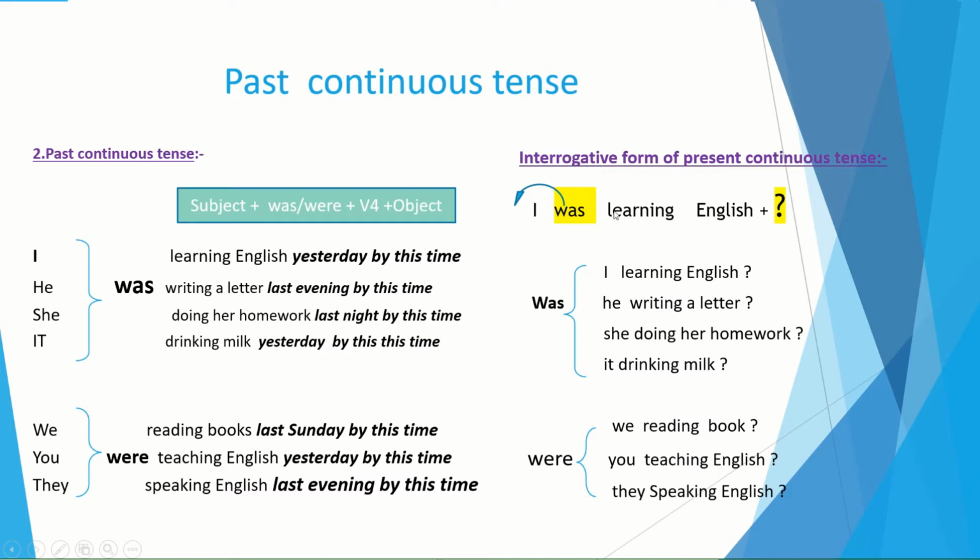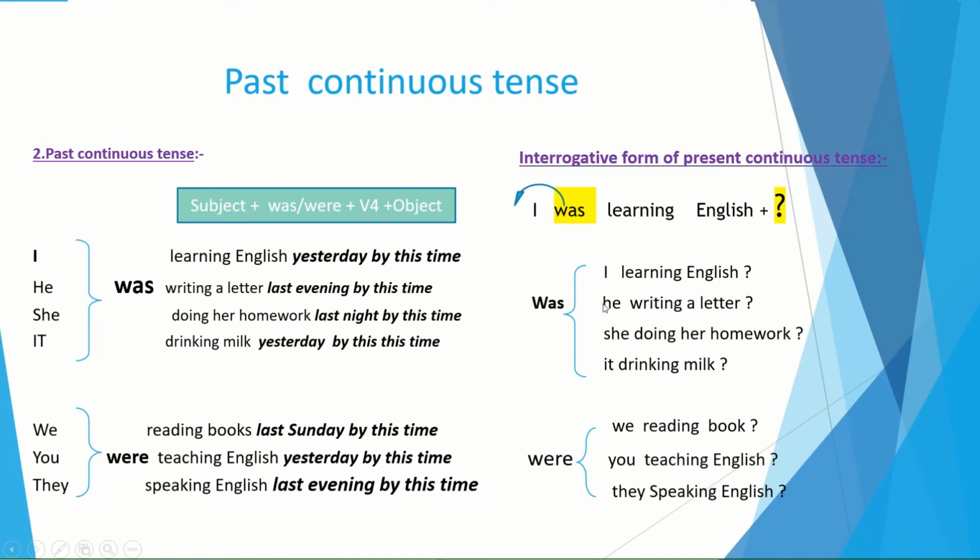There is no need to struggle to write interrogative forms of the past continuous tense, because there is already an auxiliary verb, that is be form, in the structure. Let us take the same sentence: I was learning English yesterday. Bring this was in front of the subject and write the remaining sentence as it is. Add the question mark at the end of the sentence. Okay, so it will become the interrogative form of past continuous tense.